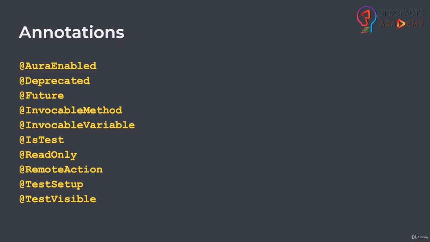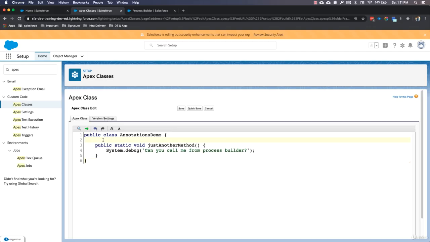Now let's go back to our Salesforce org and I'll show you a quick demo of one of the annotations. So here in my Salesforce org, I have an Apex class called AnnotationsDemo, and it has a method called justAnotherMethod. Now this method is very simple. It has only a debug statement which says can you call me from the process builder. So nothing new that we are seeing here.